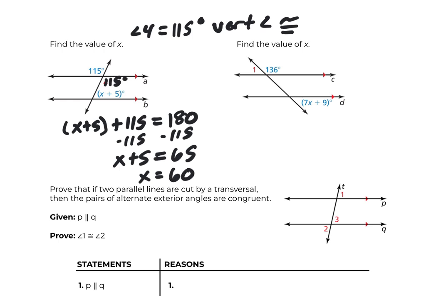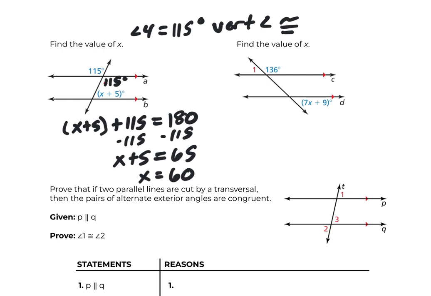Now, here's what you got to understand. 60 is not the angle measure, guys, right? 60 is x. It's a value of a variable. So we're not trying to find the angle. We're trying to find x. Those are two completely different things. Make sure we understand it, because I think that's one thing that gets confused more than anything else. Are we trying to find x, or are we trying to find an angle? Okay? All right, let's look at the second one here.